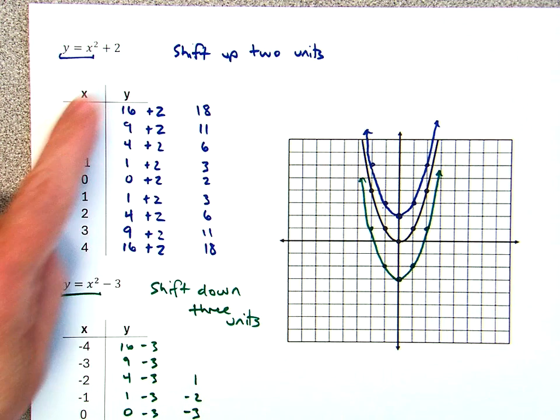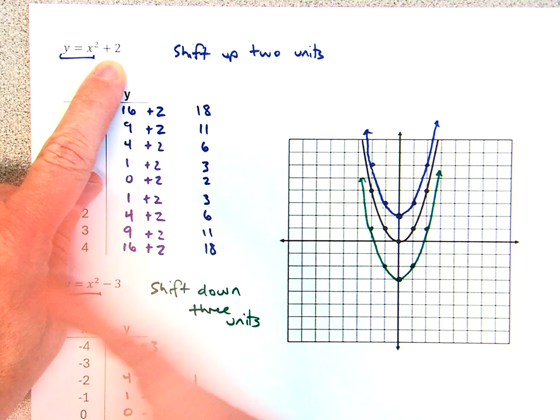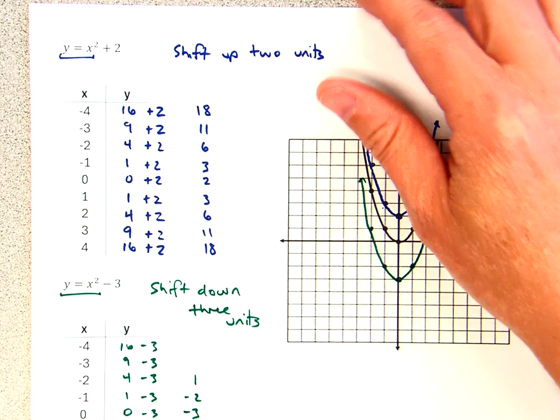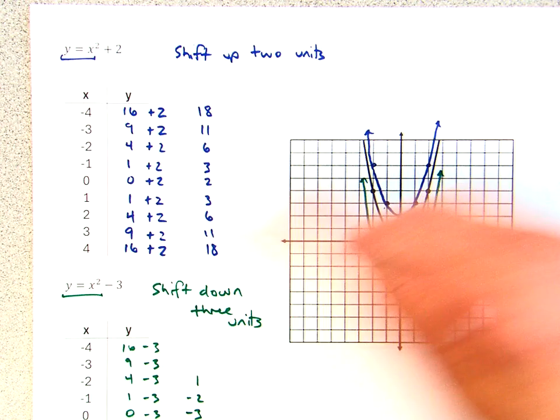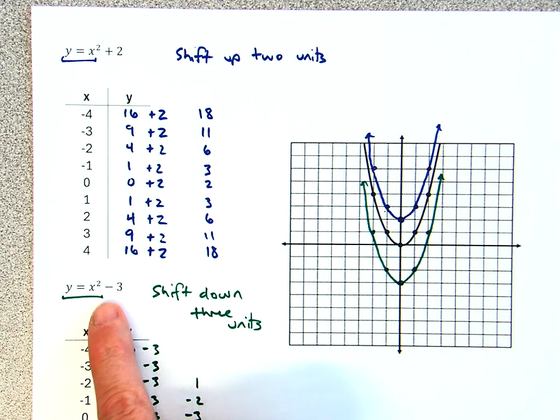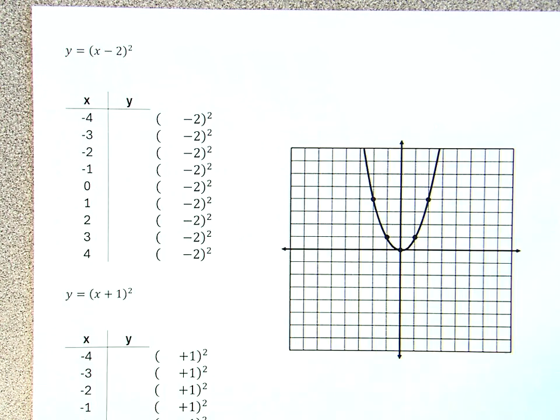Right? So essentially we could add whatever. Any value we add to the y is just going to be a vertical transformation, either up for a plus or down for a minus.